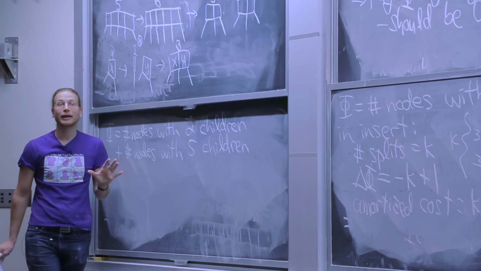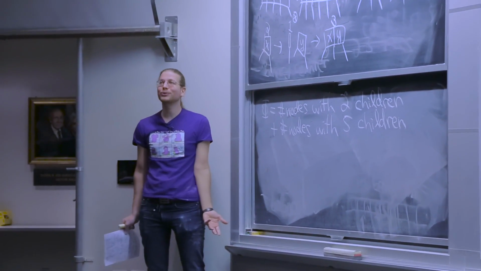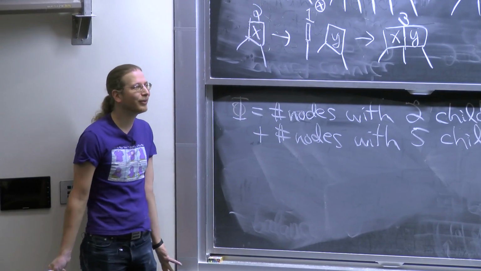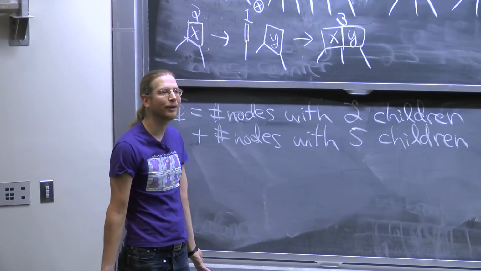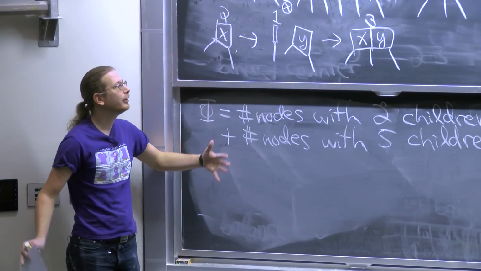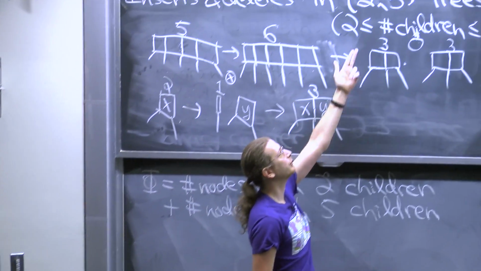If they did, like if we did 2, 3 trees, this is a total nightmare, because you can't count the number of 2 nodes plus the number of 3 nodes. That's all the nodes. Potential only changes by 1 in each step. That would never help you. But here we have enough of a gap between the lower bound and the upper bound. And in general, any constants here will work.